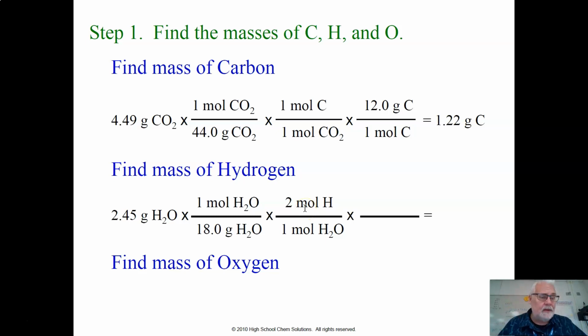No balanced chemical equation. So this is a little different twist. Now remember, you've got this beautiful example to use in your notes when you're doing this. And now we got to get that to grams. So you'd be using 1.008, but they use this. And you end up with 0.27 grams of hydrogen.